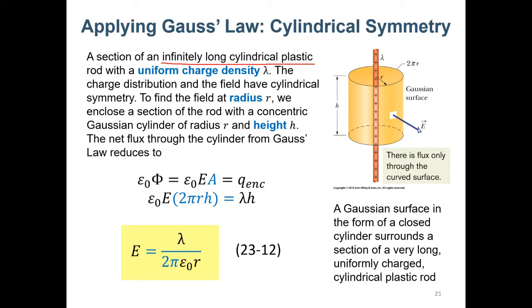So here we consider an infinitely long cylindrical plastic rod with a uniform charge density lambda. This darker one is the rod with the positive charge. To find the field at radius r, this is r.